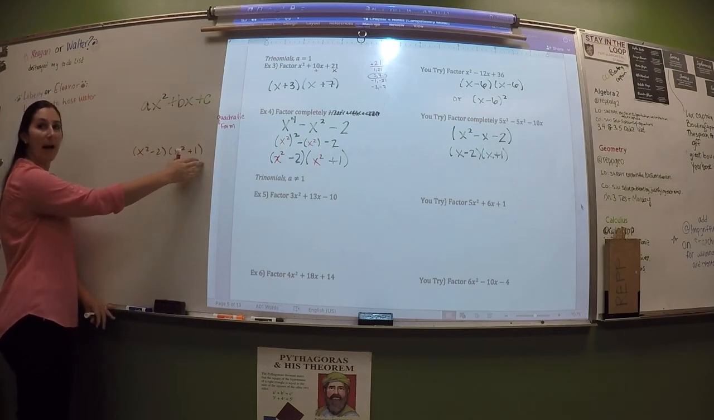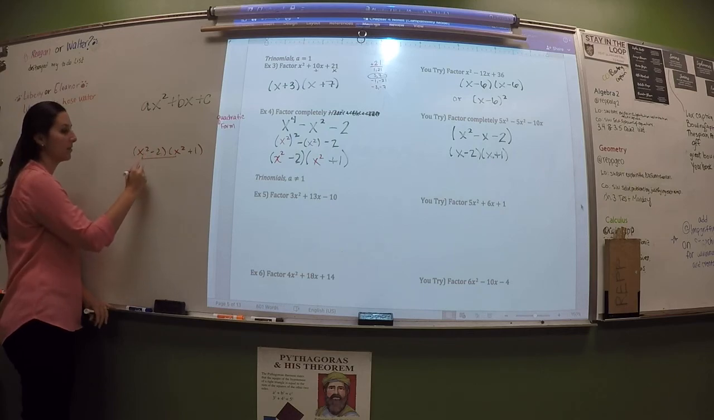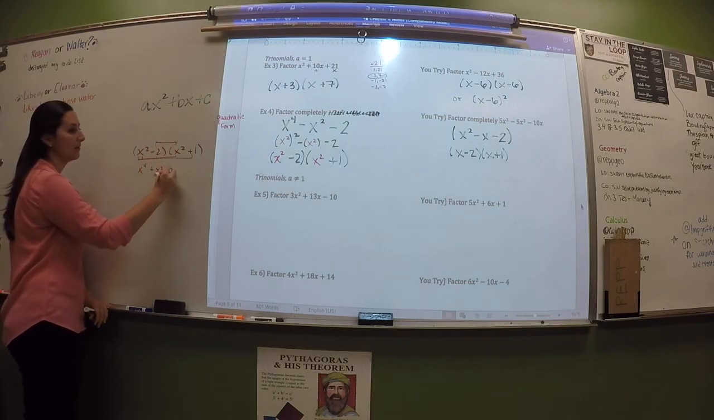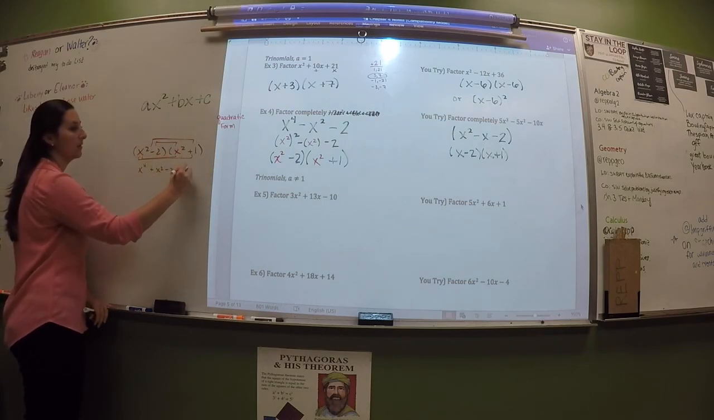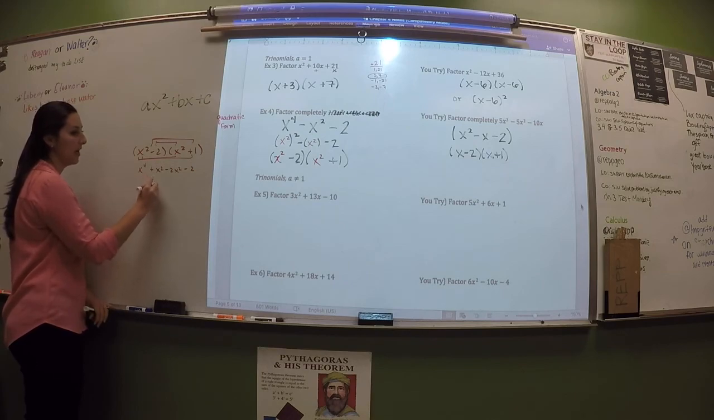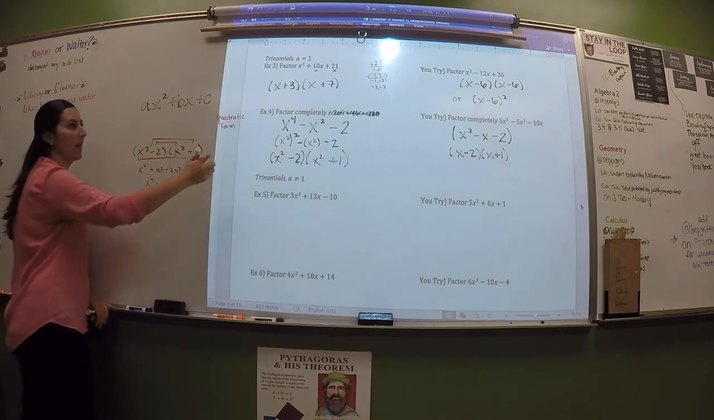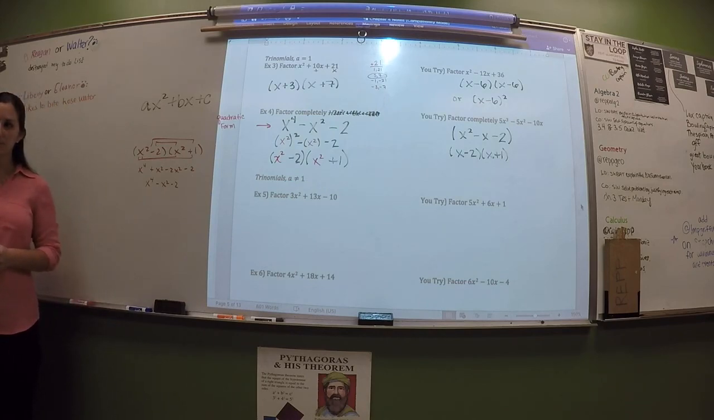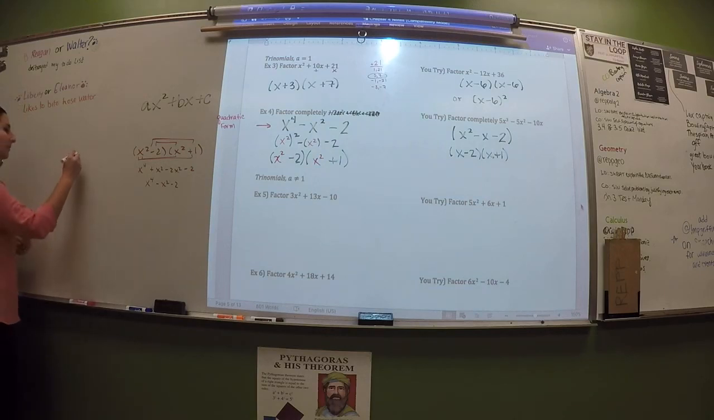If we were to FOIL these out, we would do x squared times x, x squared times 1, negative 2 times x squared, and negative 2 times 1. And when we simplify, you see how we get the original? So FOIL is First, Outside, Inside, and Last. First, outside, inside, last.